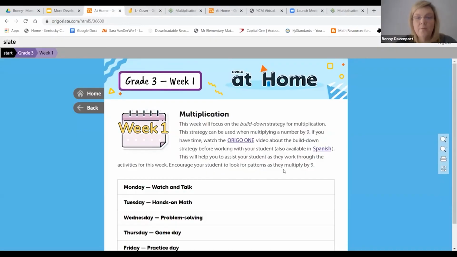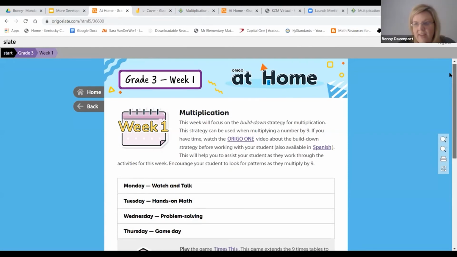Okay, so parents have that support of what the specific strategy is, and then they have more support for figuring out what the strategy is, then the hands-on math game and problem solving, and then on Thursday they have the online game.